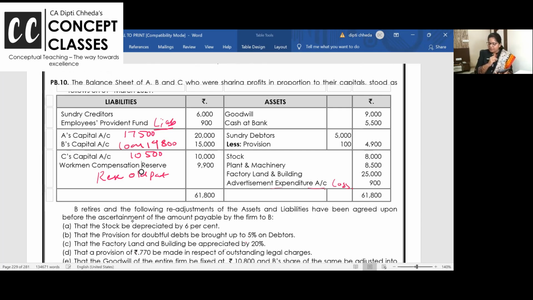19,800. Balance sheet total is coming 55,470. For workmen's compensation and PF, I have given you notes many times. So I hope that is clear to you.